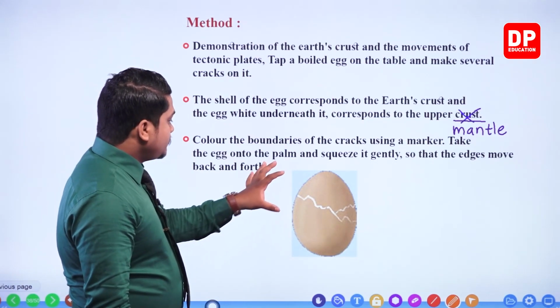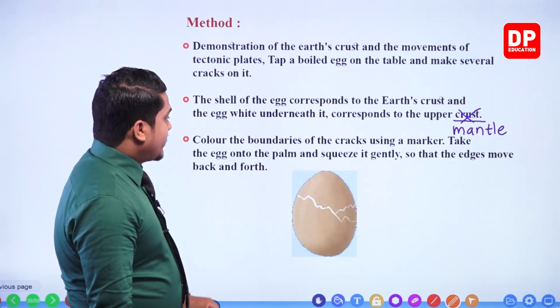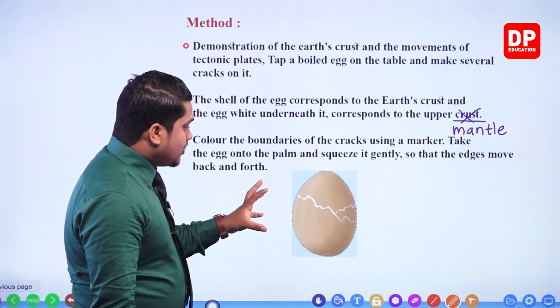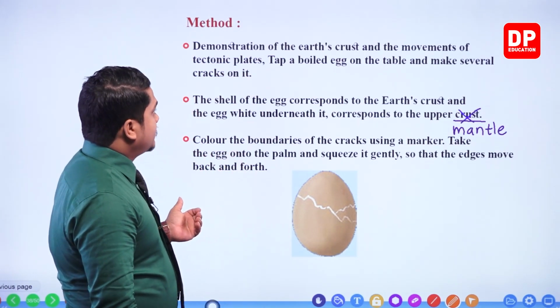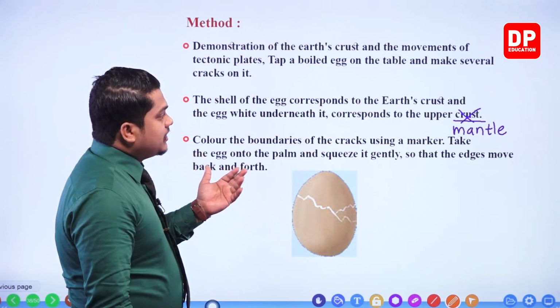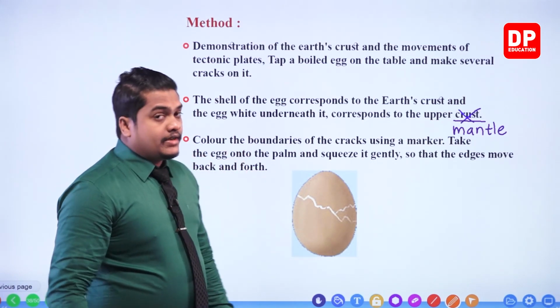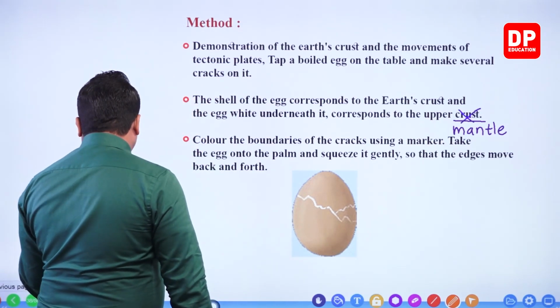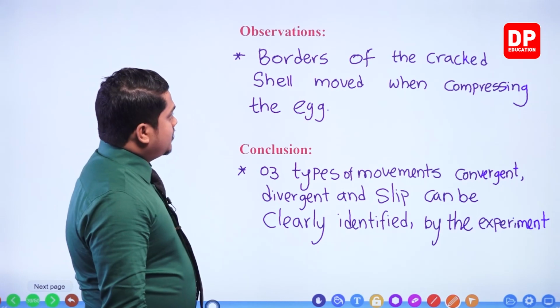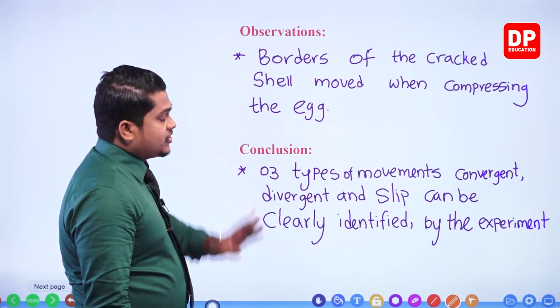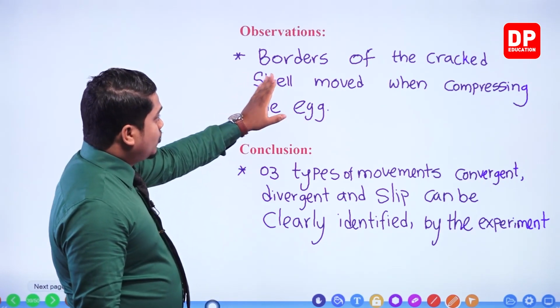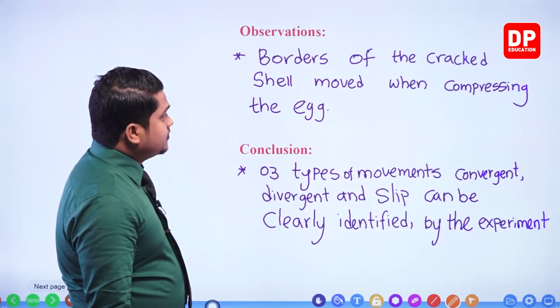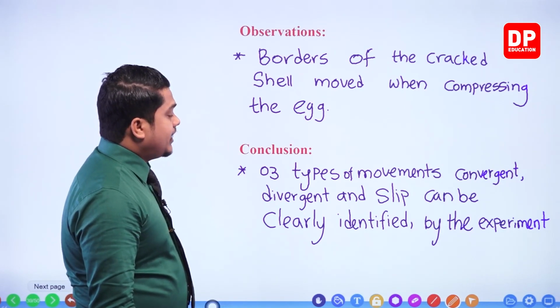So this is how we can conclude that these movements are identical to the tectonic plate movements. Okay, right. So our observation was quite simple. Borders of the cracked shell moved when compressing the egg.